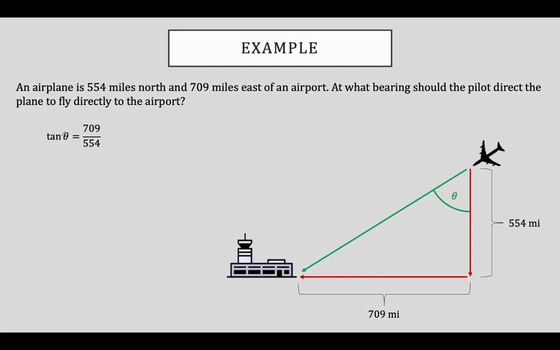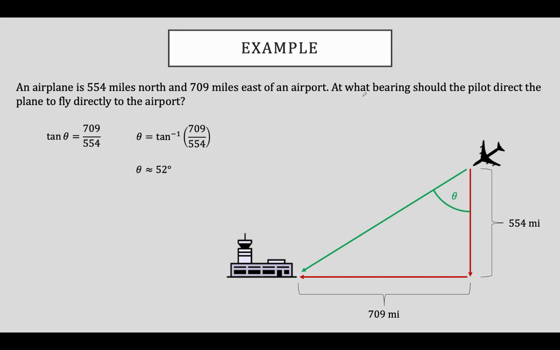Well, in order to find this angle, we are going to have to use inverse trig. Remember, inverse trigonometry gives us angles. And so we could take the inverse tangent of each side of this equation, and doing so would give us theta is equal to the inverse tangent of 709 divided by 554. Plugging this into our calculator, again, we hit second tangent, then 709 divided by 554. With our calculator in degree mode, we get theta is approximately 52 degrees. So we have our angle.